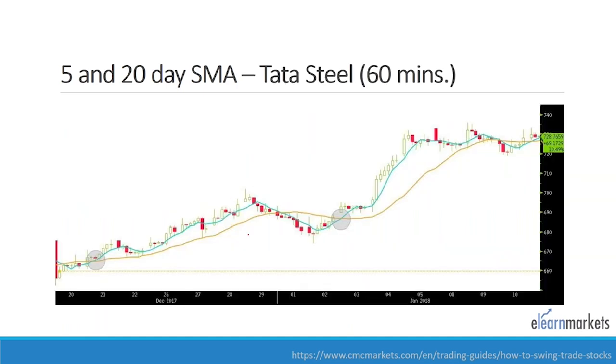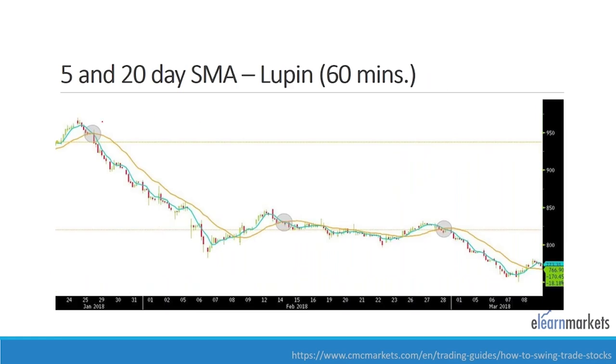See, in this example, whenever there is a crossover between 5 and 20, there is a possibility of that particular instrument reacting to the crossover. All right. This is an example of Lupin. This is a 60 minute chart. So you don't have to only do an EOD 5-20. You can actually draw 5-20 for any duration chart. So the moment you have crossovers like these, typically the market would react.